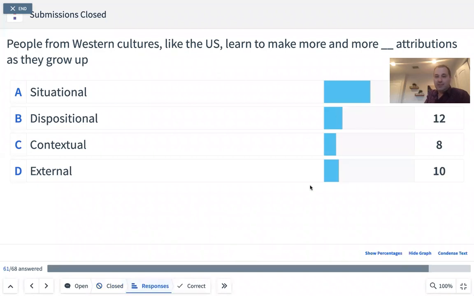So these are a little rough. If you think of the terms situational, contextual, and external, they're all synonyms. They're all explaining people's behavior in terms of something external to the person, something in the situation, the context, etc. If you're explaining someone's behavior in terms of something internal to the person, something about their attitude or their disposition, that would be a dispositional attribution. Okay, so make sure that you study up for that for the exam.